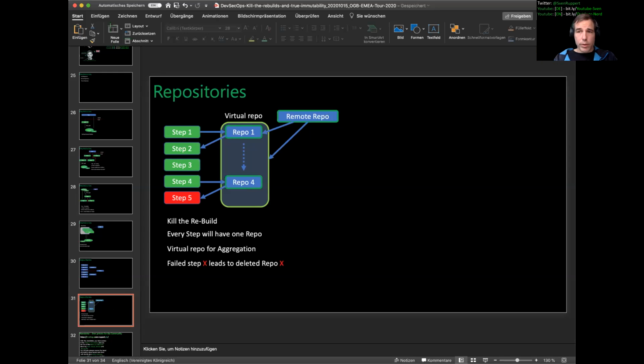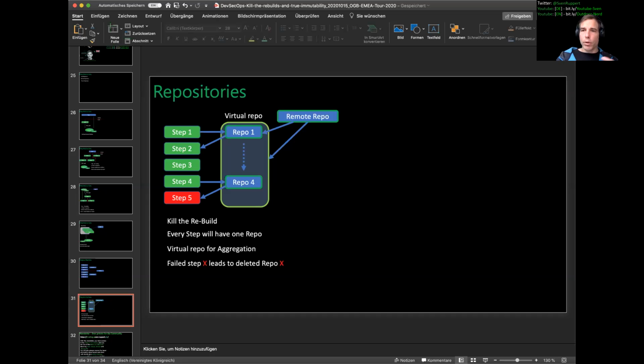They are immutable, so I can store them indefinitely. I can store them as long as I want to have. And then for every build, not only build pipeline, for every single build, I'm creating a virtual repository. They are the composites of the external ones and a local one for my dedicated build step.